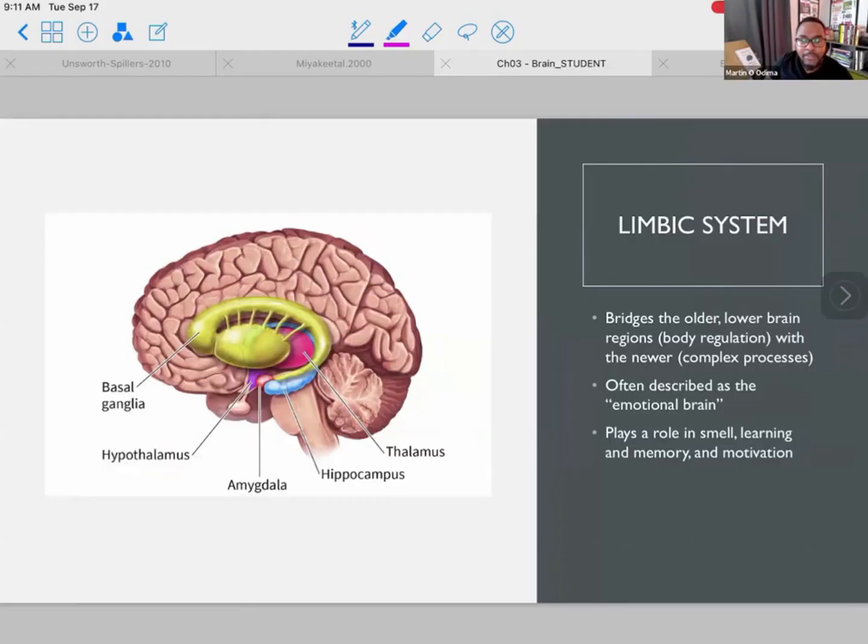So the limbic system, which I just mentioned, bridges older lower brain regions for body regulation with newer processes, which are the more complex processes in the cerebral cortex. It's also described as the emotional brain and plays a role in our smell, learning, memory, and motivation. It's made up of the thalamus, the hippocampus, the amygdala, the hypothalamus, and the basal ganglia.